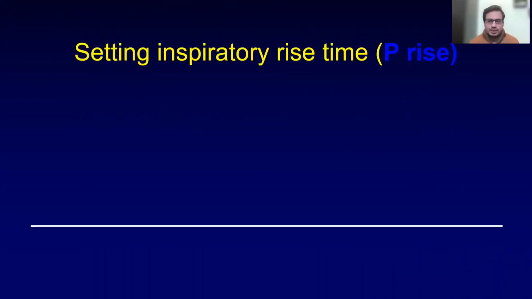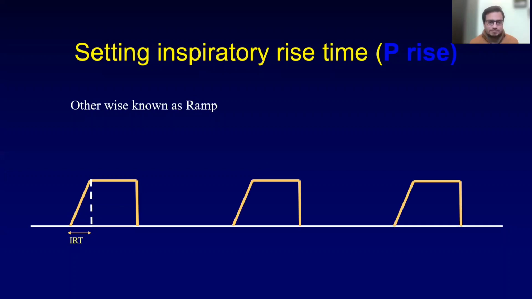Let's talk about inspiratory rise time, which is a setting on the ventilator, also known as ramp in some or other brands, and is defined as the time during which the ventilator achieves a target pressure in pressure control or pressure support mode. It is set in percent of the breath cycle from 0% to 20% of the breath cycle time, or in seconds 0 to 0.4 seconds. So this is the time during which the maximum pressure is achieved. That is called inspiratory rise time.